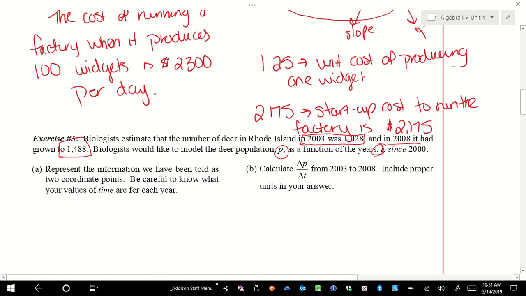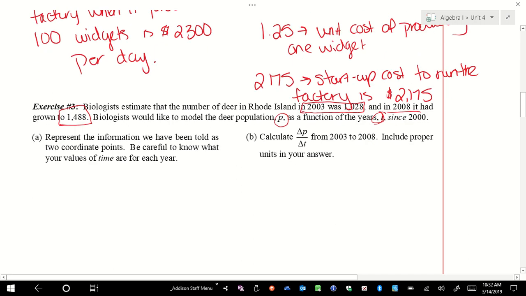So first thing, we've been doing this: give me 2 coordinate points. Why do we need 2 coordinate points? We need 2 coordinate points to find the slope. Then we can find the y-intercept, and we can create our equation. But here's the deal. Many of you probably want to write your first point as 2003, 1028. You would be wrong. Why is it wrong? This very simple concept: since 2000. How many years is 2003 since 2000? So the difference, that's your first x coordinate. From 2000 to 2003, it's 3 years. So it's 3 comma 1028.